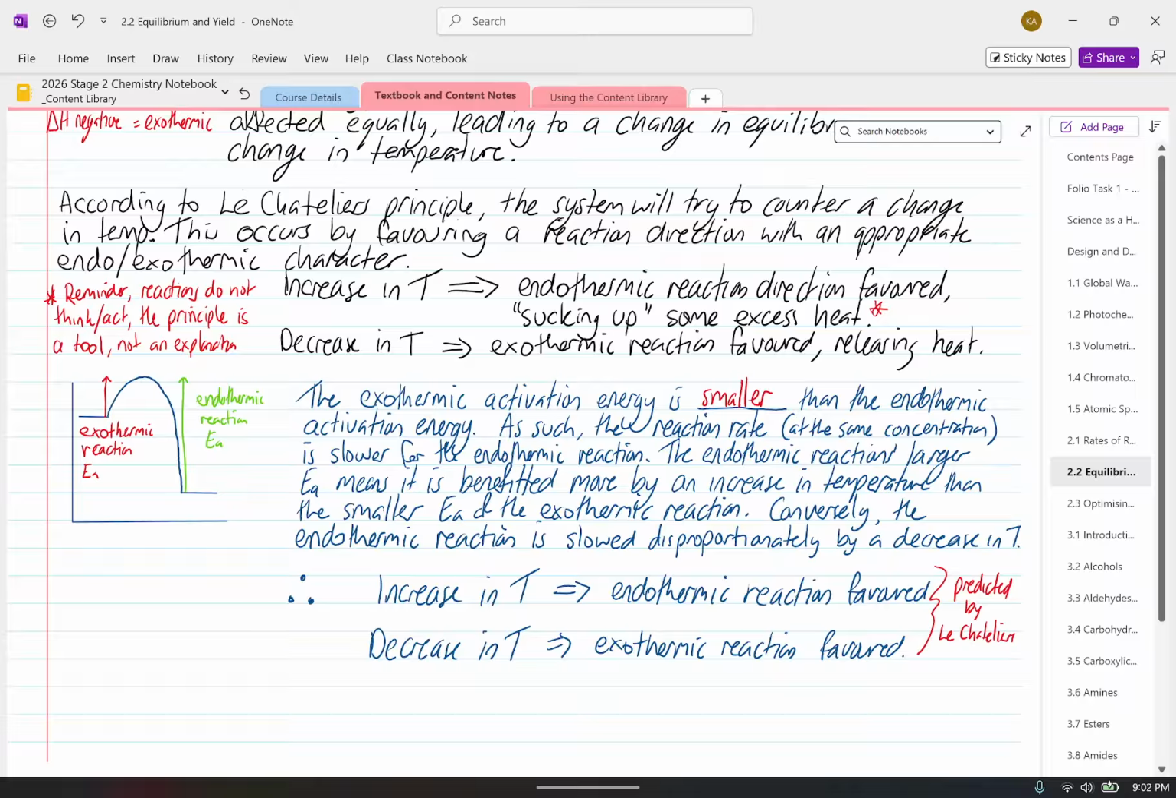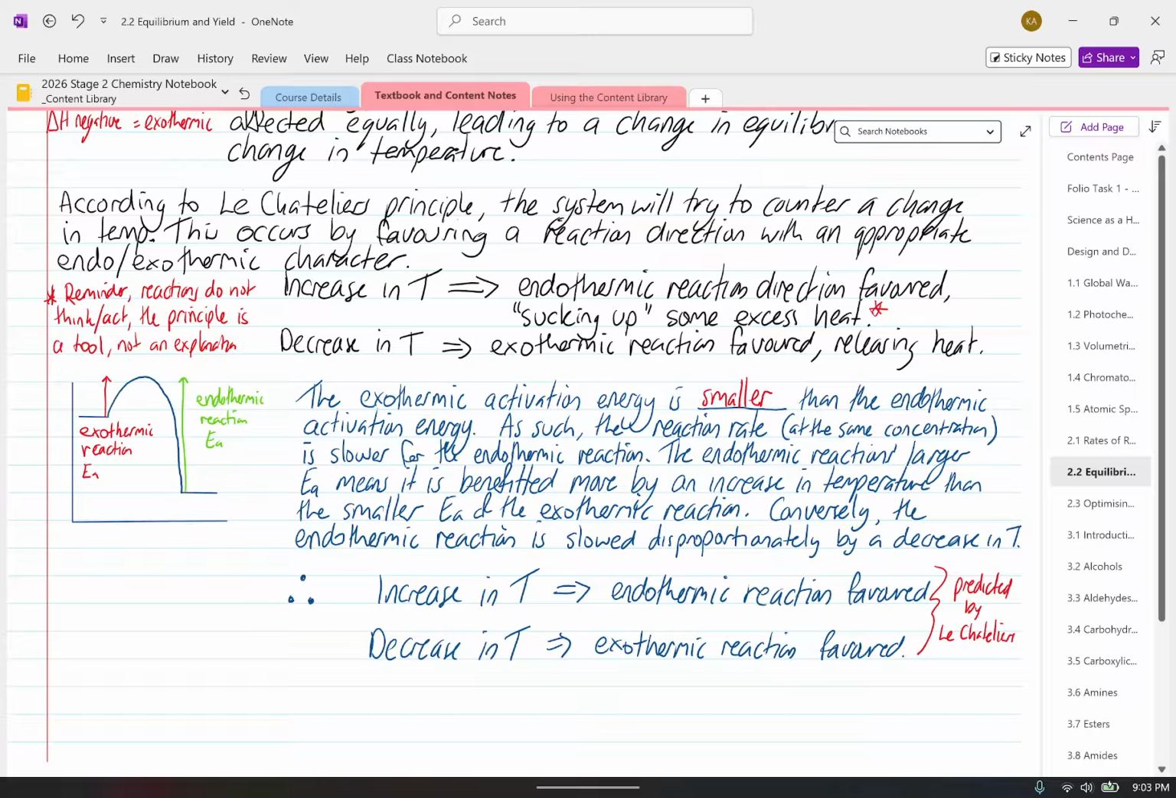So if you look at these two, you'll notice that the endothermic will need more energy to overcome the barrier than the exothermic. Similarly, it's benefited more. So the endothermic reaction really needs that extra temperature to overcome the barrier, whereas exothermic doesn't really need as much energy to overcome the smaller barrier.